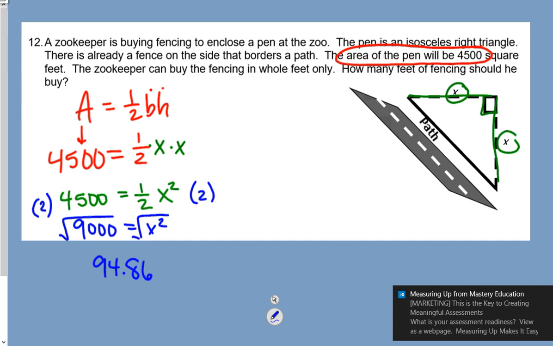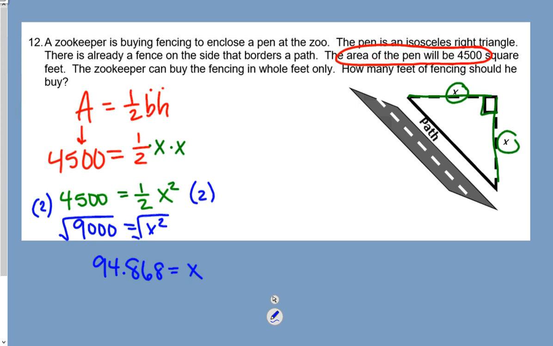94.868 as my x, which again, positive or negative. However, because this is a problem about a fence at a zoo, it's going to be a positive, because we're not talking about negative length, right? So it's going to be a positive 94.868 for x. However, again, how many feet of fencing should he buy in order to make this pen?